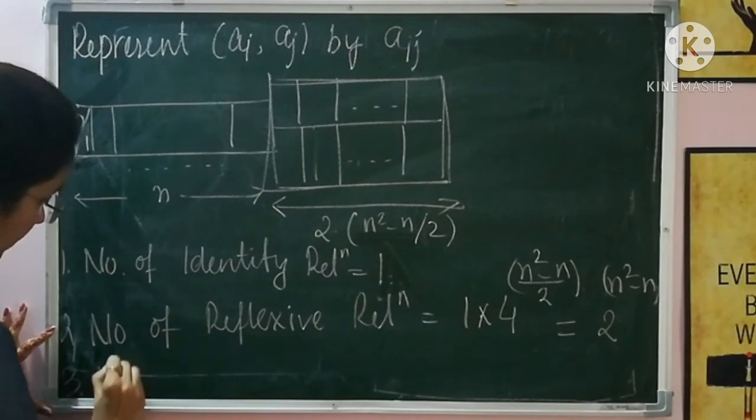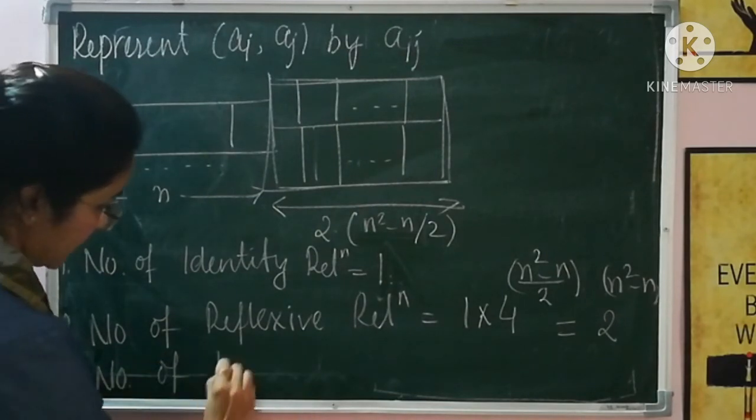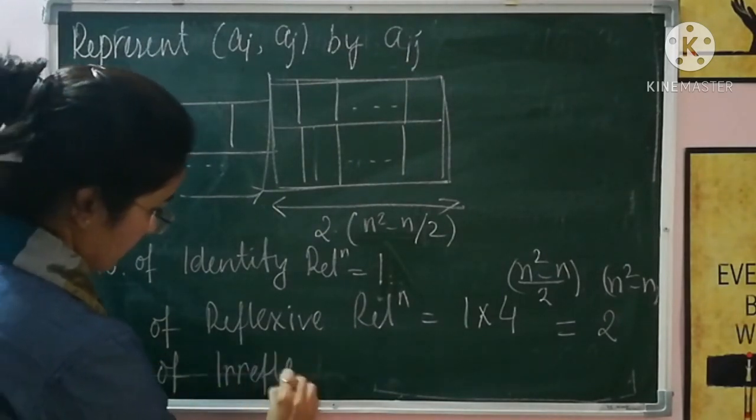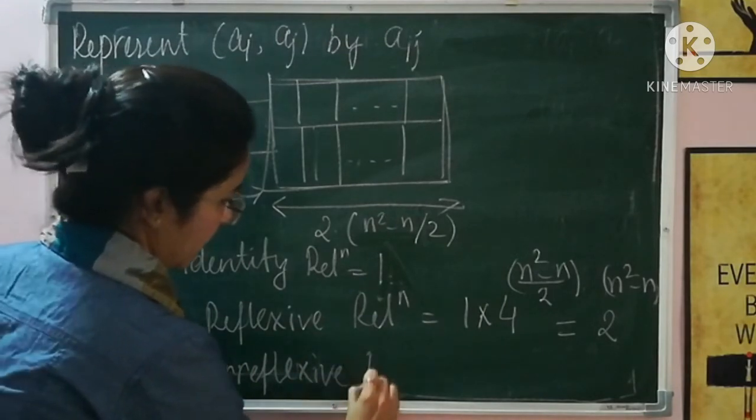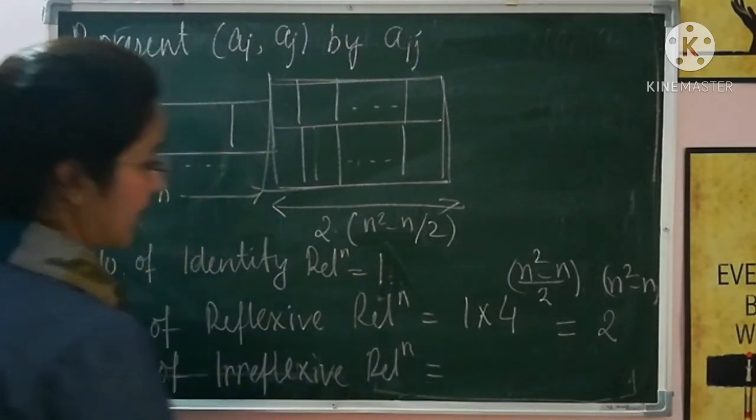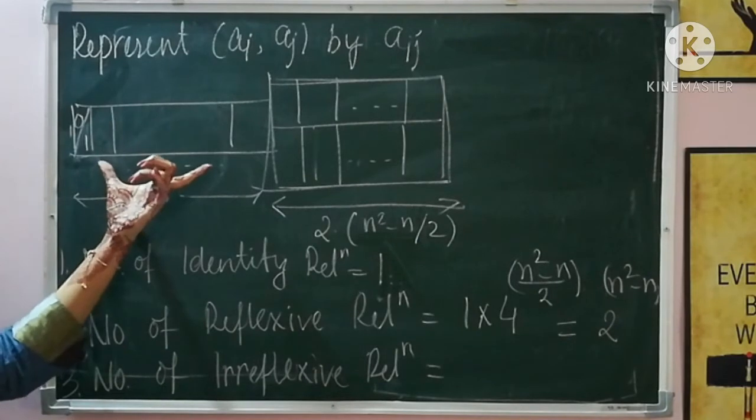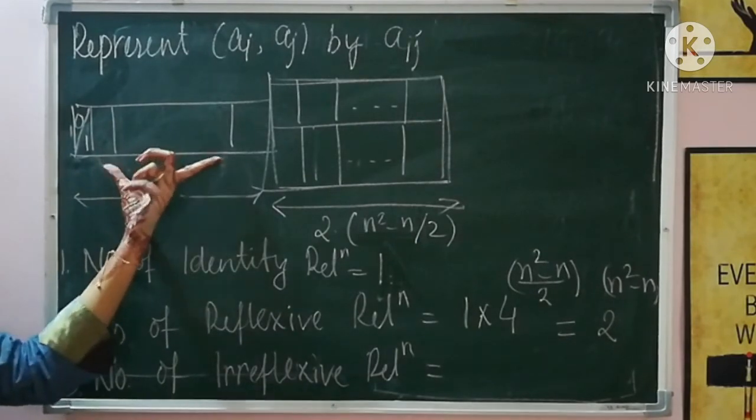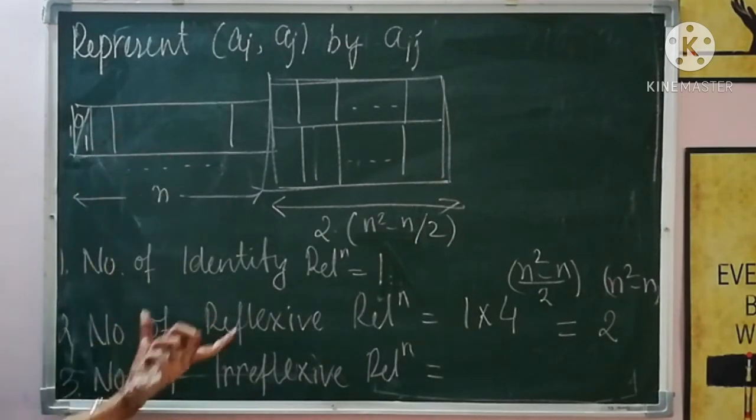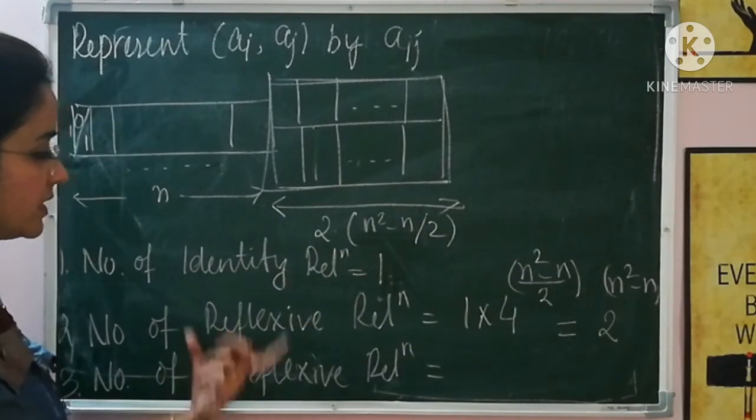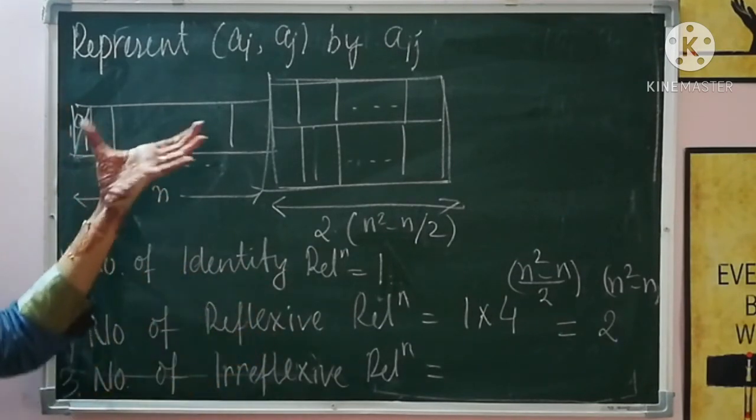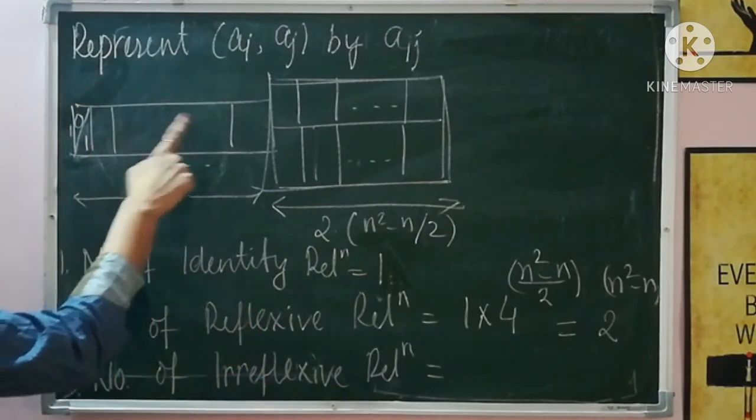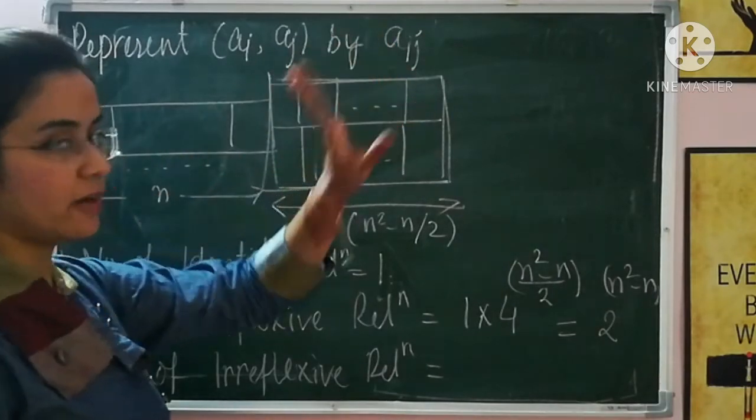Similarly, the number of irreflexive relations. In this, I do not have to choose these elements. Remember, identity and irreflexive have an empty intersection. So I do not choose these. I have to touch 0 0 0 everywhere. But here I have 4 ways.